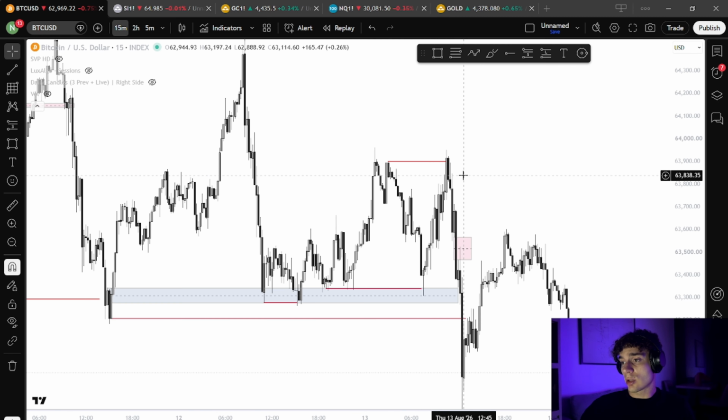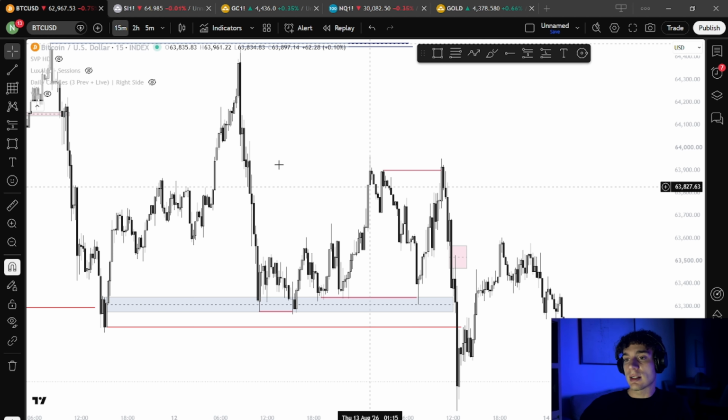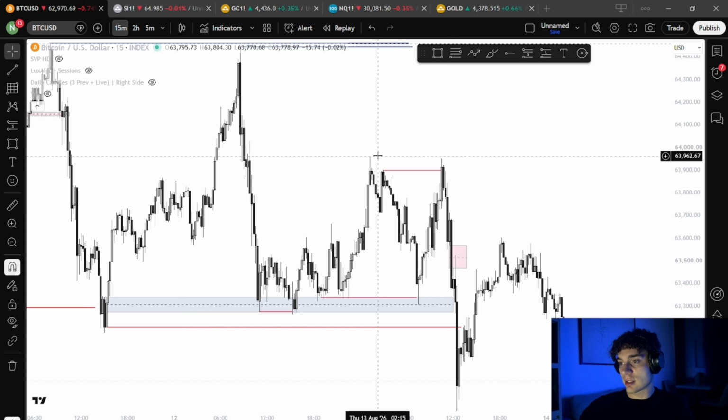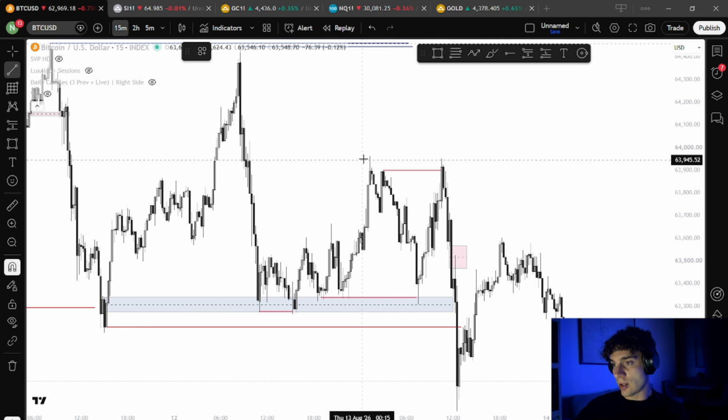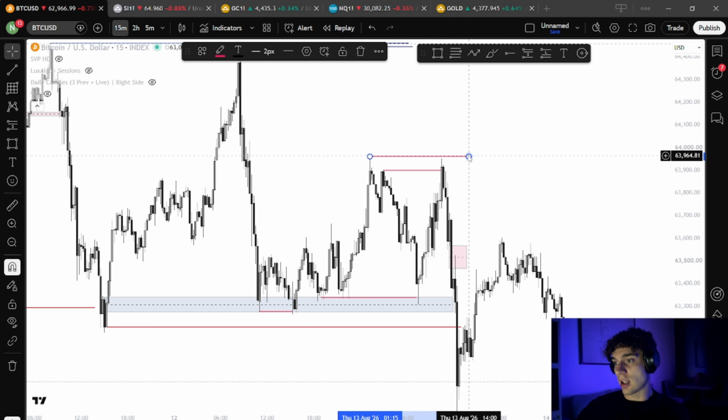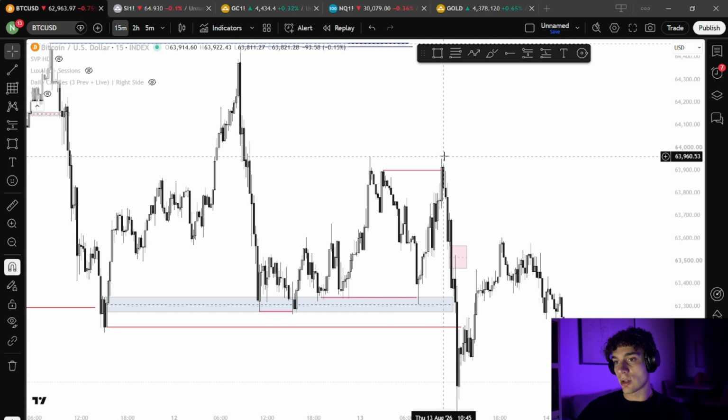Now I was looking for a short here. To be honest, this was not an ideal setup. And why am I saying that? Because there was this area here, or this high here, that was not taken. Usually before I take a trade, I like to see all the liquidity being swept. This was just one level of liquidity swept and the other one was left there. But why was I still looking for shorts?